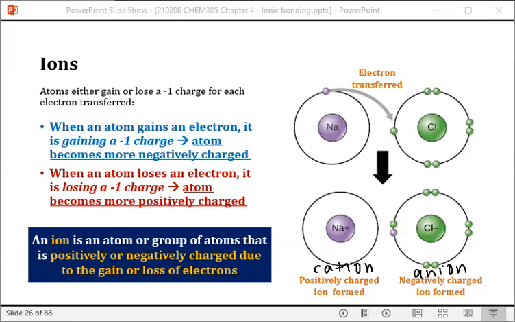So an ion is just an atom or a group of atoms that is positively or negatively charged due to the gain or loss of electrons. Remember, these atoms are keeping their same identity, so the number of protons inside their nucleus, the number of positive charges, isn't changing. The only thing that's changing is how many negative charges they have, in terms of the number of electrons. So when an atom gains or loses electrons, it gains or loses negative charge, which then results in the overall atom having a positive or a negative charge.